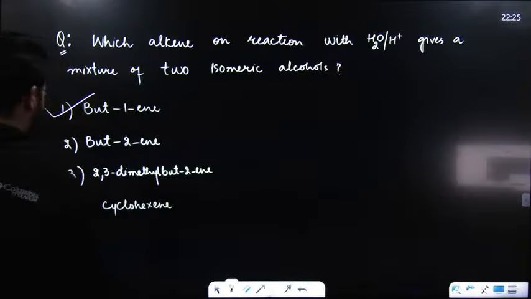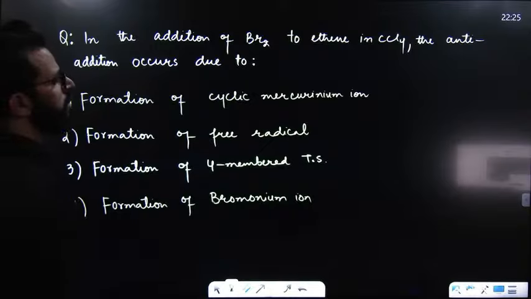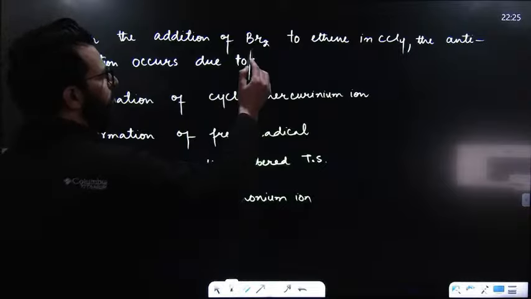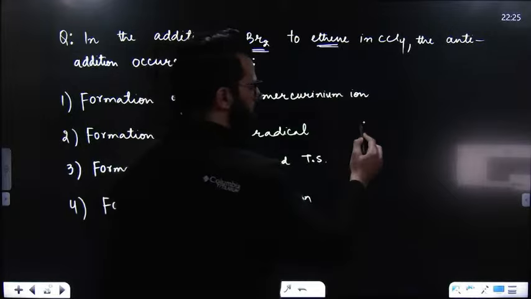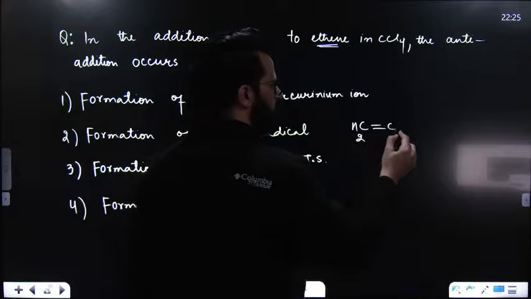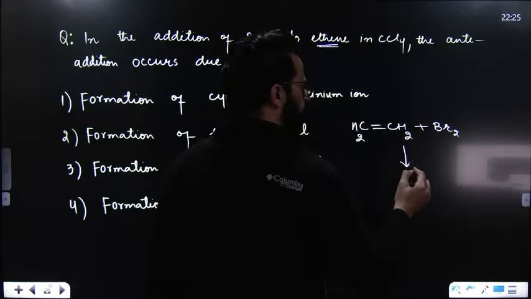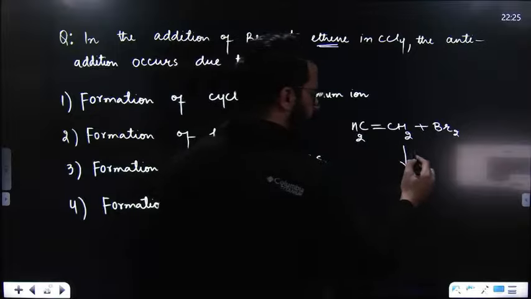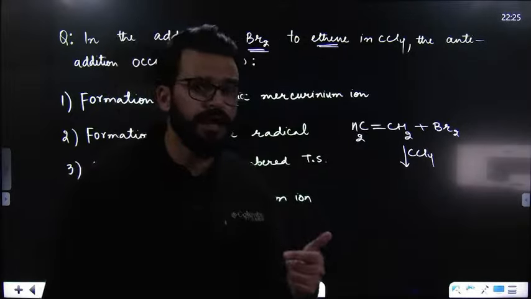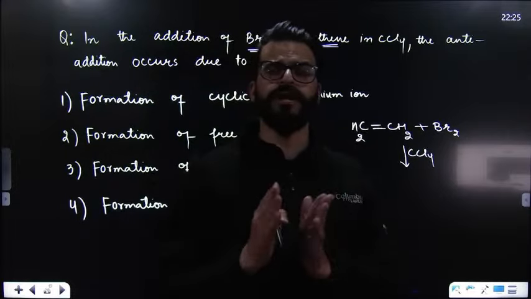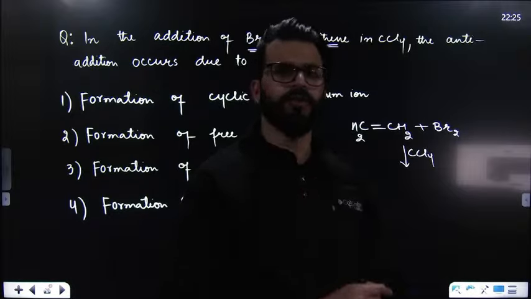Now, after this, we have one more question. In the addition of bromine to ethene in CCl4. First of all, remember this is X2. You have to add X2 to ethene. Ethene is this one. And we have to add bromine, but in CCl4 or in water. Whenever you add bromine to an alkene in CCl4 or in water, because in water it will form HOBr, the mechanism will be the same, and the mechanism is the non-classical carbocation mechanism.